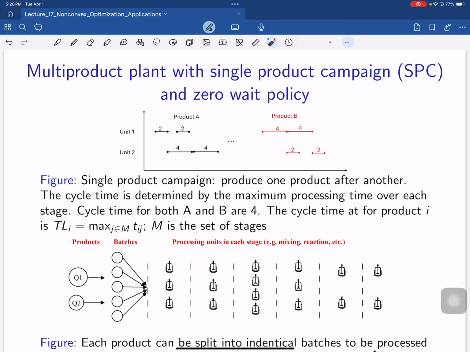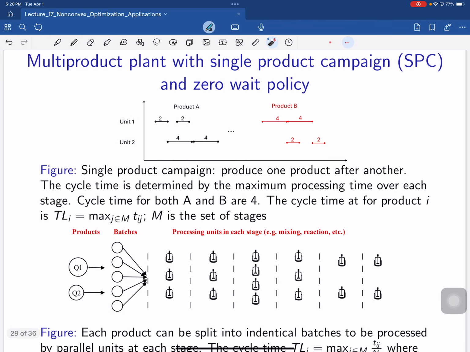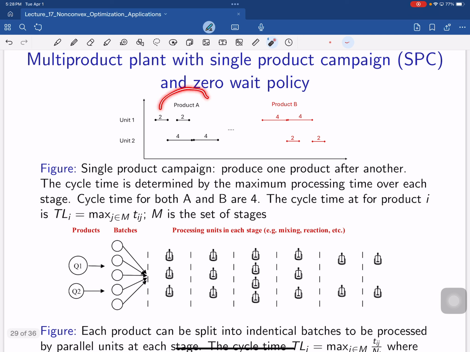Okay, so here you have your plant. Let's assume you have two products, product A and product B. Right? And then you need to first produce all the product A before you go to produce product B. Okay? And then in this plant, there are different processing stages. In each stage, maybe you have things like mixing, reaction, or separation and so forth. Right? And they have to go through all the stages.